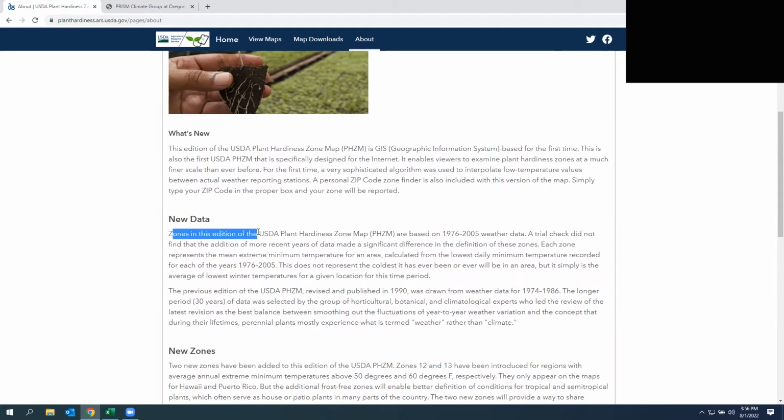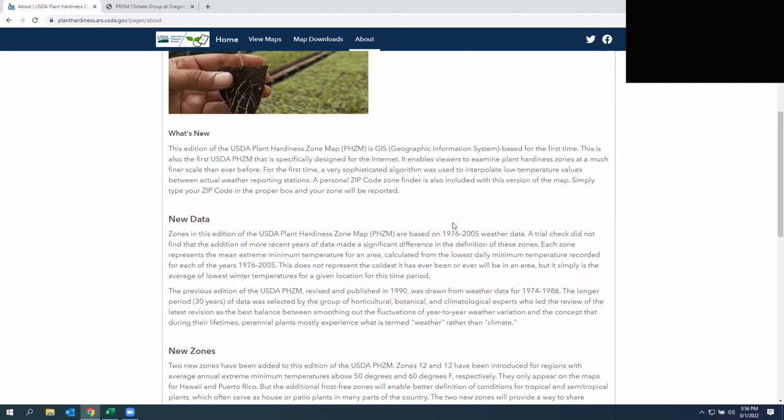Zones in this edition of the USDA Plant Hardiness Zone Map are based on 1976 to 2005 weather data. Wow. So now we're talking about data from the mid 70s until 2005, which was 17 years ago. Imagine how different where you live is today compared to the past 17 years. And specifically, imagine how different it is compared to 1976.